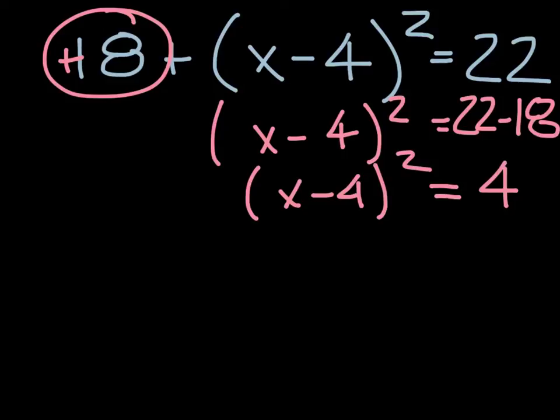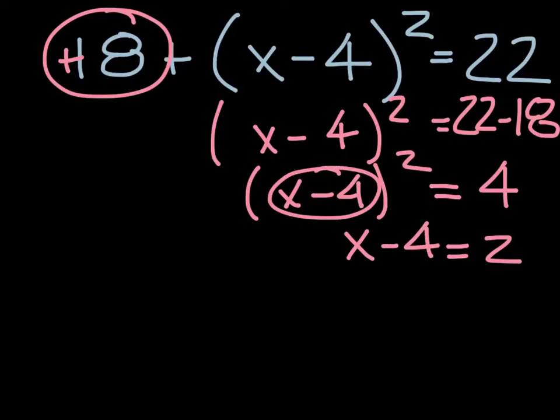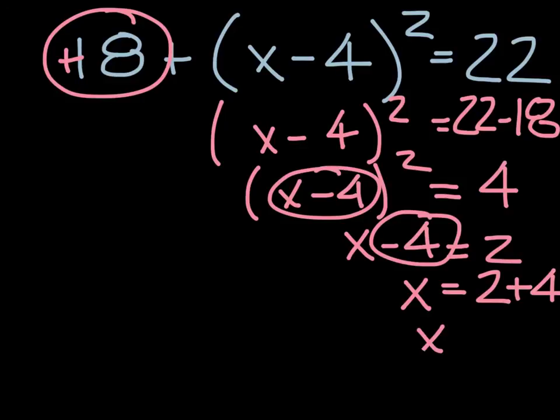Now what number will I multiply by itself to get a 4? 2 is right. 2 has to be equal to what? What's inside? Yeah, and that would be x minus 4. What do I do with that minus 4? 4 plus 2 is 6. So it would be 2, and this would become plus 4. So the answer is 6, yes.